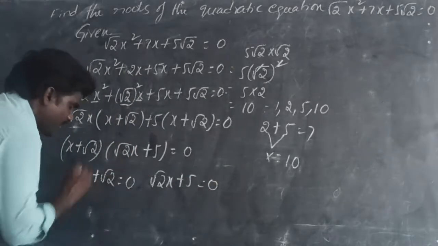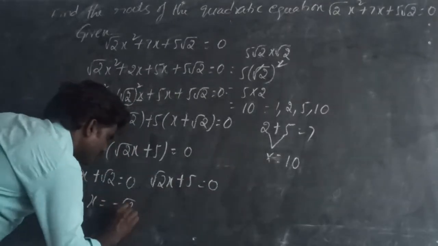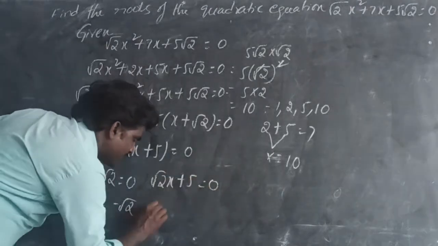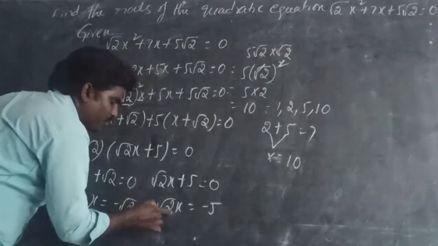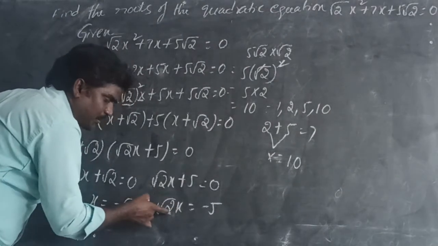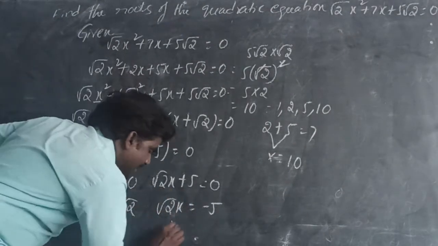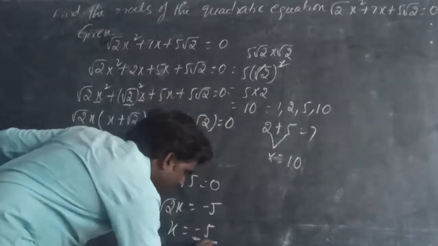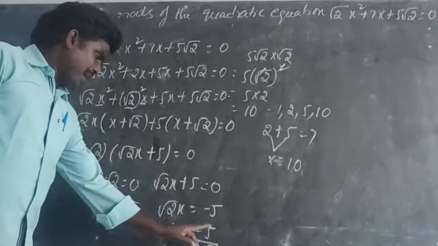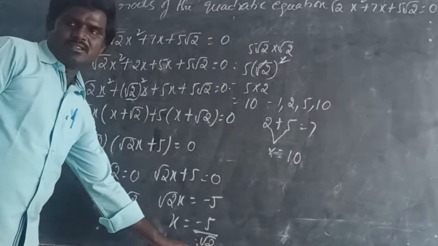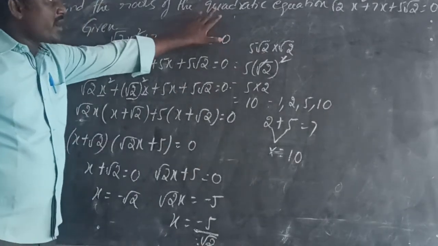Plus root 2 goes across as a minus. Next, plus 5 goes across as a minus. Root 2x is equal to minus 5. Here root 2 is multiplying, so it goes across and divides. x is equal to minus 5 by root 2. So therefore x is equal to minus root 2 and minus 5 by root 2. Both are roots of the given quadratic equation.